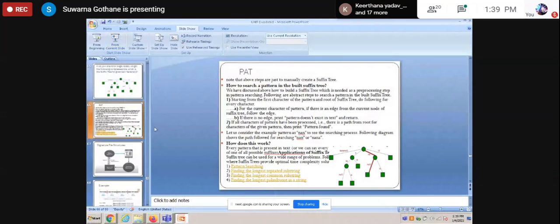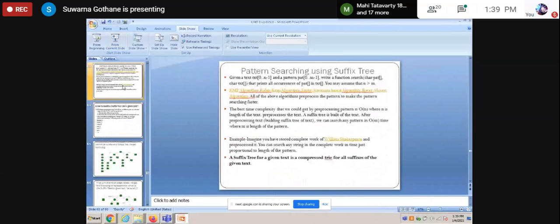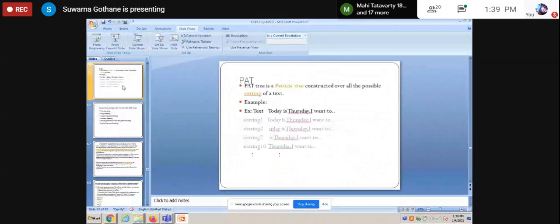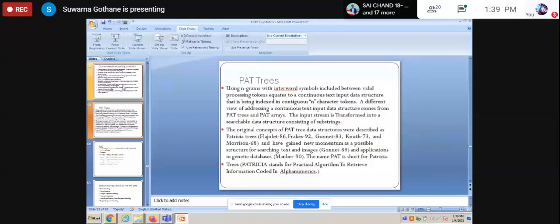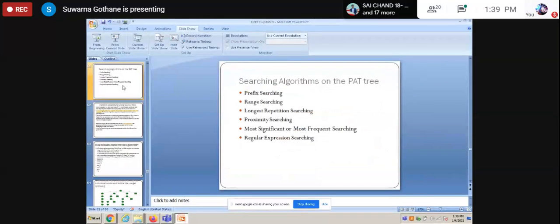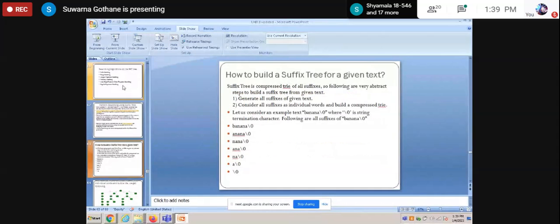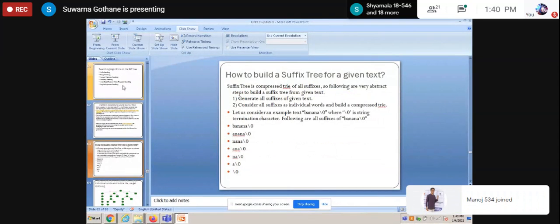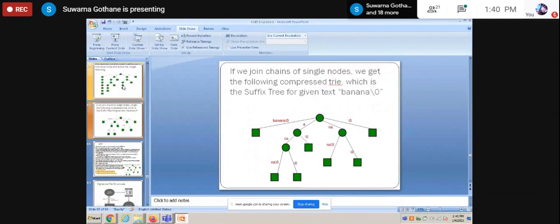So PAT tree, everyone understood what this PAT is? It is applicable for searching a pattern, okay. It depends on the substring concept. We divide the entire string into substrings and try to find the particular pattern after obtaining the suffixes and then building the trie. Once the trie is available, we can try to find out the pattern.